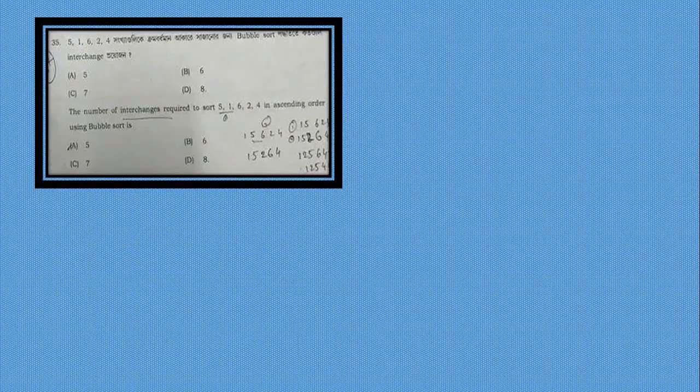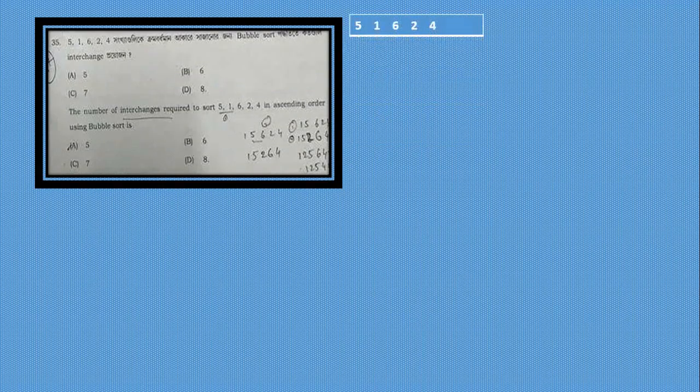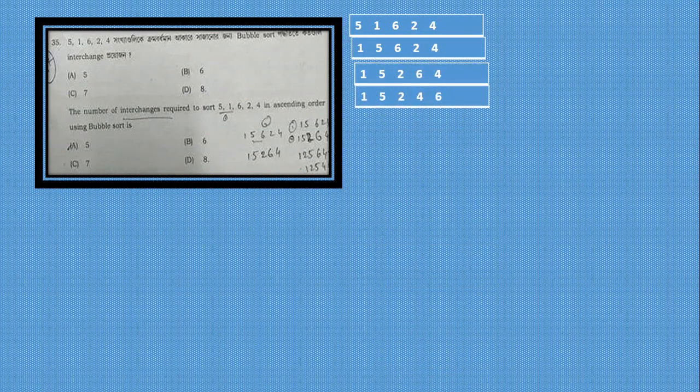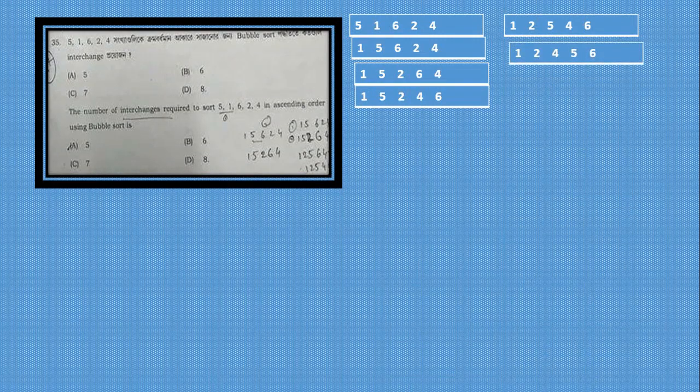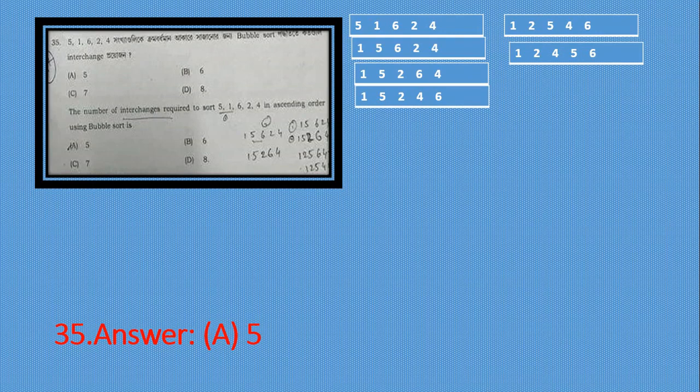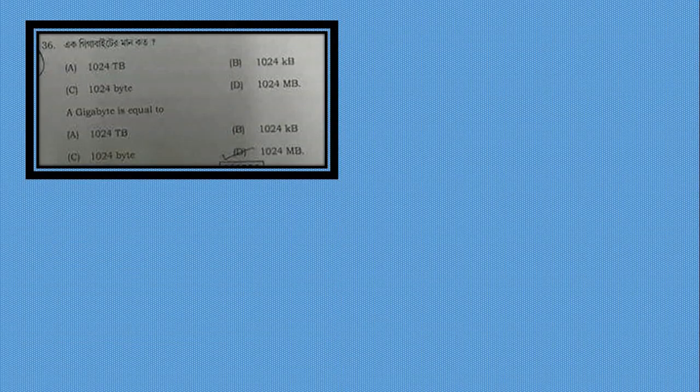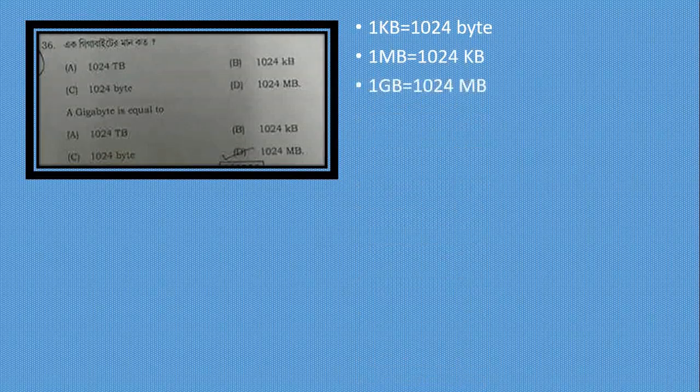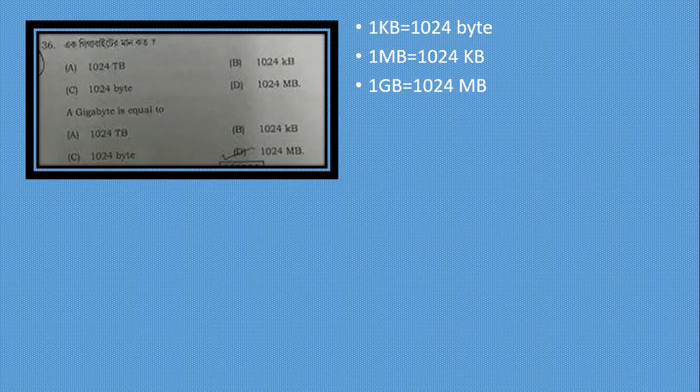What is the output of the following code? If we run this code, we get option C. The number of interchanges required to sort 51624 in ascending order using bubble sort. First the array is 51624, then for the first iteration, for the second iteration and for the third iteration we get a total of 5 swaps, 5 interchanges. So the right answer is option A. A gigabyte is equal to, this is a very easy question, so the right answer is option D, 1024 MB.